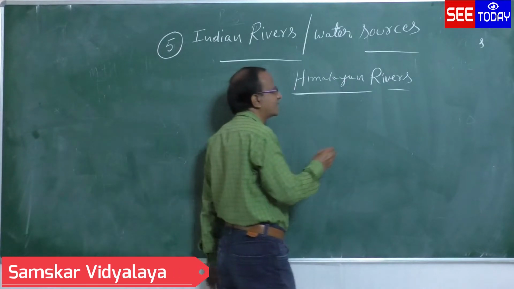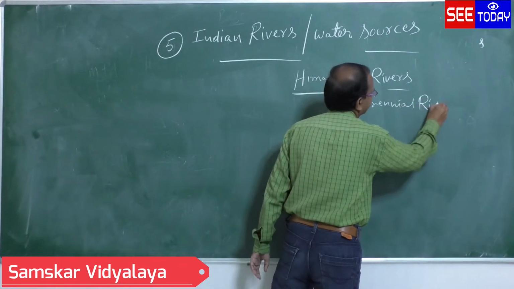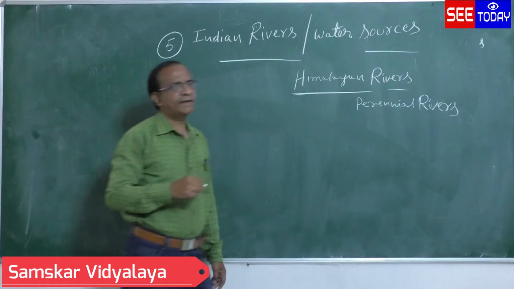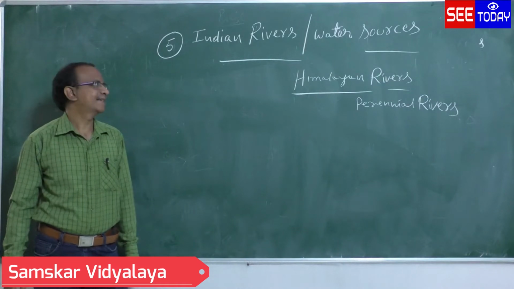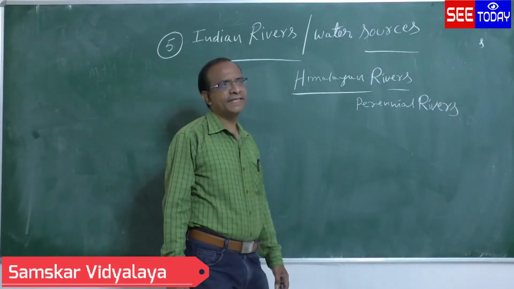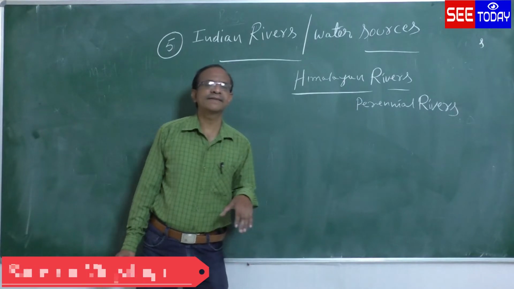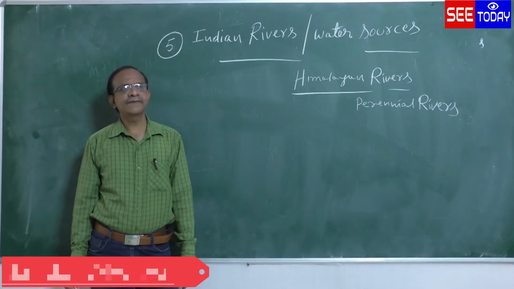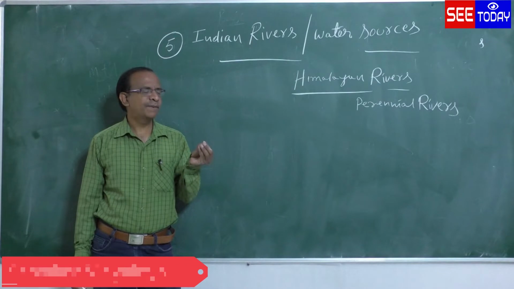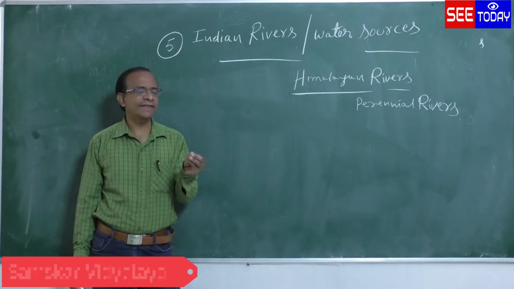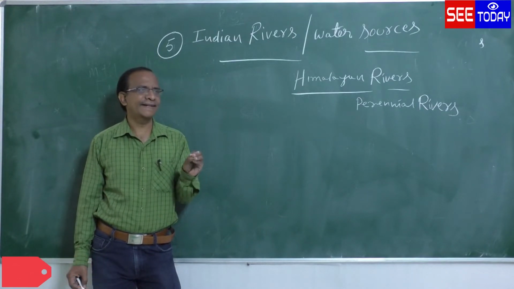We said the Himalayan rivers can also be called perennial rivers. Perennial rivers have water flowing in the river bodies all 365 days. Examples of Himalayan rivers are the Indus, Ganga and Brahmaputra. The peninsular rivers are non-perennial, and examples are the Krishna, Godavari, Mahanadi, etc.